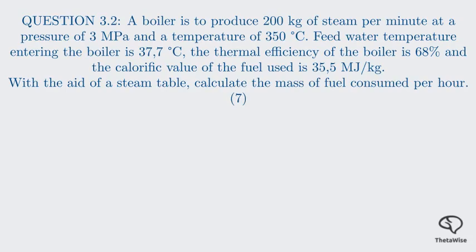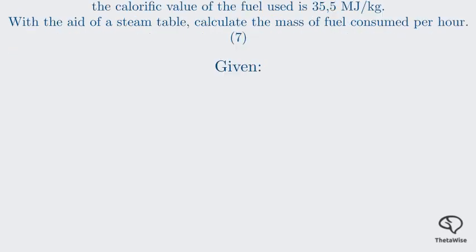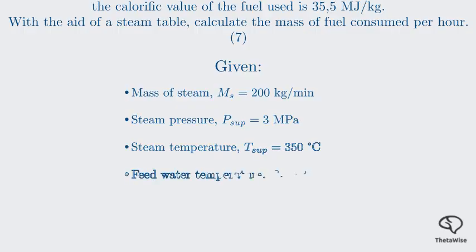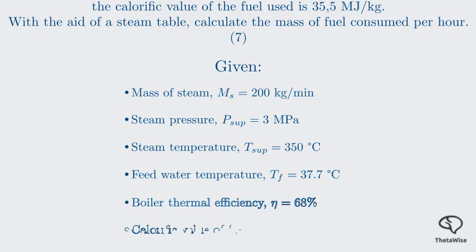In this scene, our goal is to use the energy balance equation for a boiler to calculate the amount of fuel needed for a given steam output. Let's first list the information given in the problem. We need to produce 200 kilograms of steam per minute at a pressure of 3 megapascals and a temperature of 350 degrees Celsius. The feed water comes in at 37.7 degrees Celsius. The boiler's thermal efficiency, eta, is 68%, and the calorific value of the fuel is 35.5 megajoules per kilogram. Our objective is to find the mass of fuel consumed per hour.